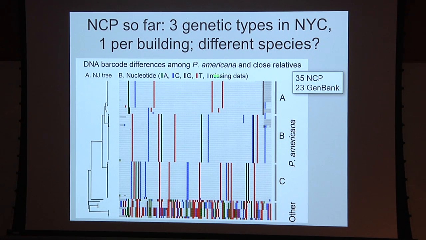So this is a graph. The colored bars, each line is an individual cockroach that we've done DNA barcoding on. The colored lines show where that individual differs from the others in this data set. And this is a neighbor joining tree over here. I think you can see there's one set of individuals that are pretty similar, up here. There's another set here that are pretty similar, and then there's a third set down here. So far, everything falls into one of these groups pretty closely without a lot of variation within the group.